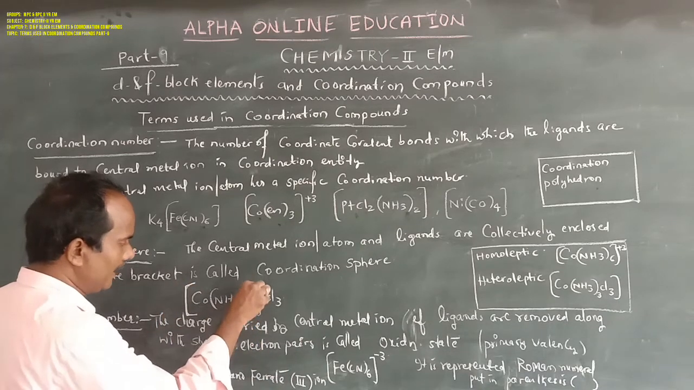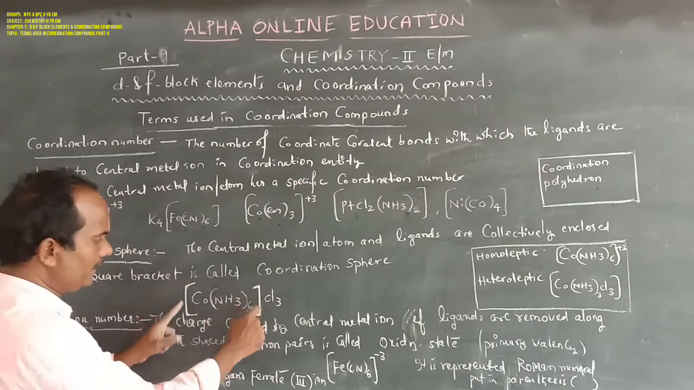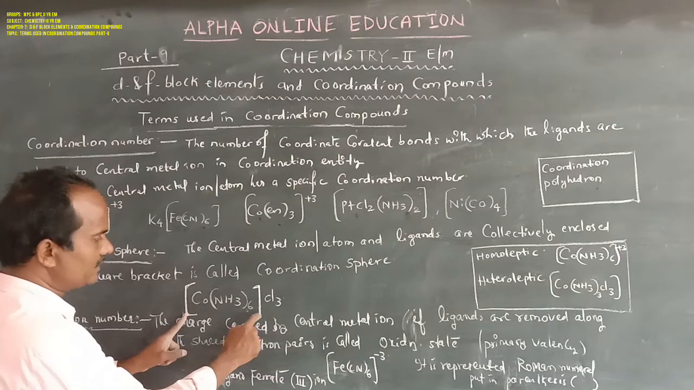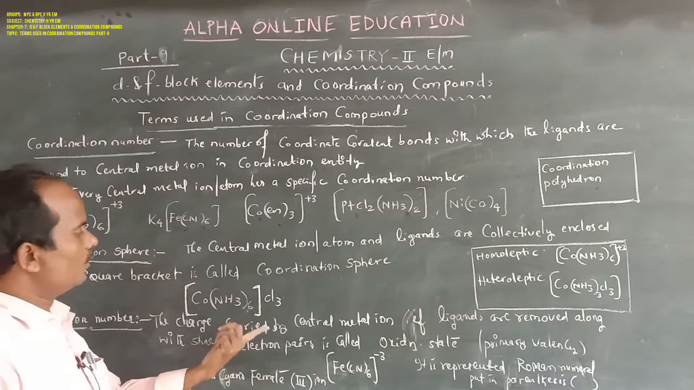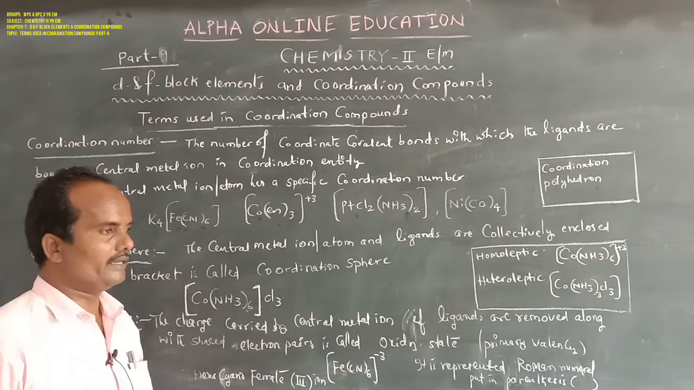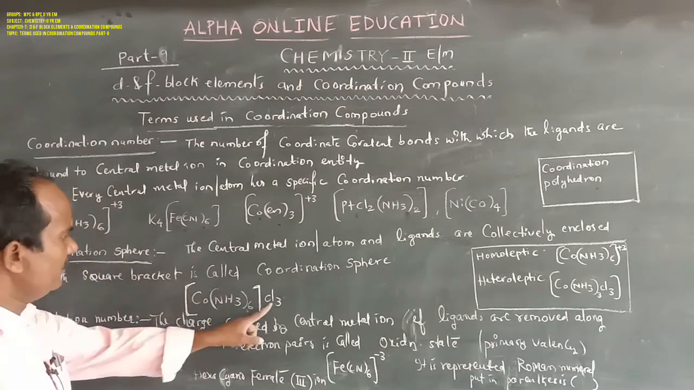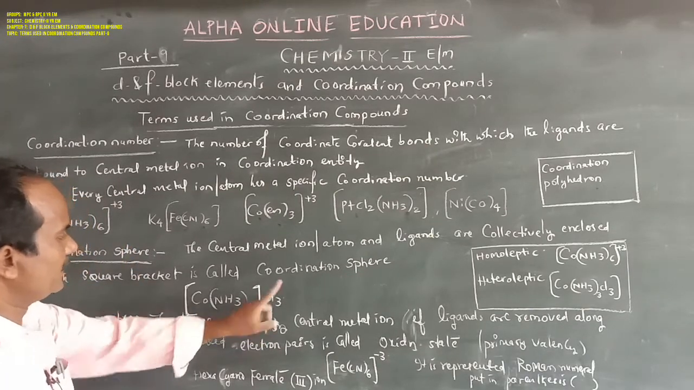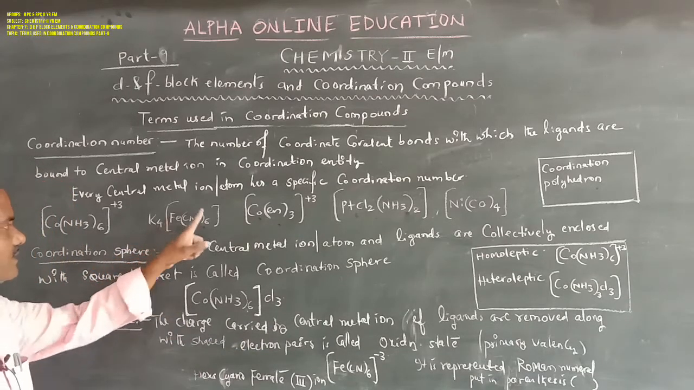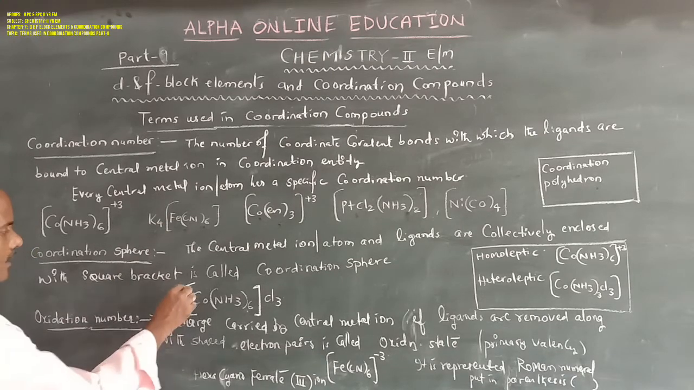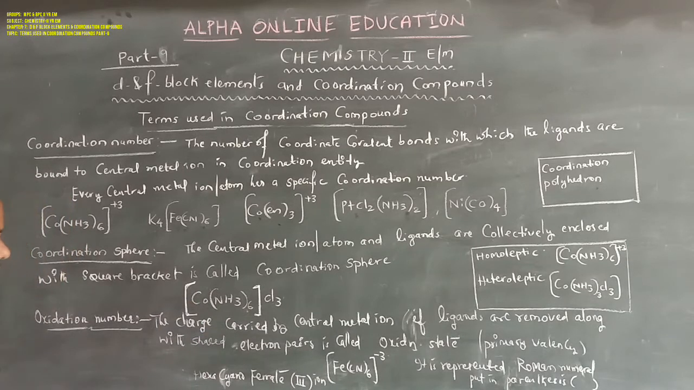Okay, the central metal atom or ion and ligands are collectively enclosed in a square bracket, which is called the coordination sphere. Outside of the coordination sphere, the ions are considered counter ions. Suppose you have 3 chloride ions, they are counter ions. Next, 4 potassium ions are counter ions. After the coordination sphere, the ions are considered counter ions.